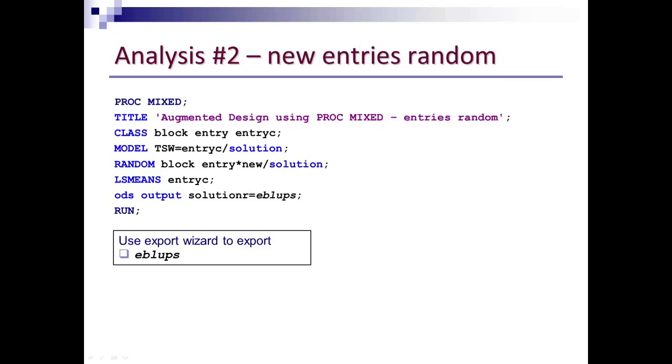And then, as I did before, I would create a new data set that was the output of essentially the solutions for the random effects. I'm calling them the eBLUPs. And then you could use the export wizard to export eBLUP to an Excel file or CSV file or whatever you wanted to use.